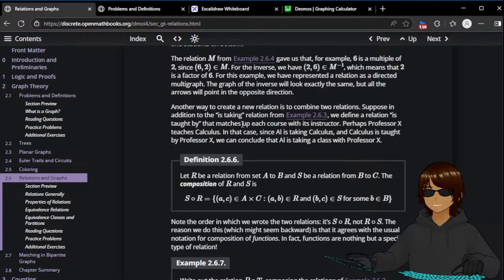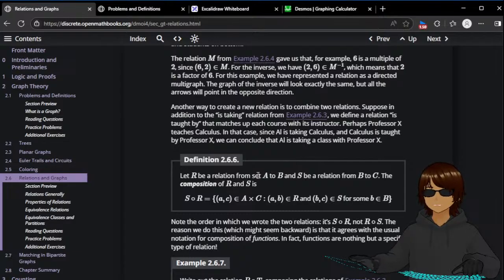Another way to create a new relation is to combine two relations. Suppose in addition to the is-taken relation from example 2.6.3, we define a relation is-taught-by that matches up each course with its instructor. Perhaps Professor X teaches calculus. In that case, since Al is taking calculus, calculus is taught by Professor X. We can conclude Al is taking a class with Professor X.